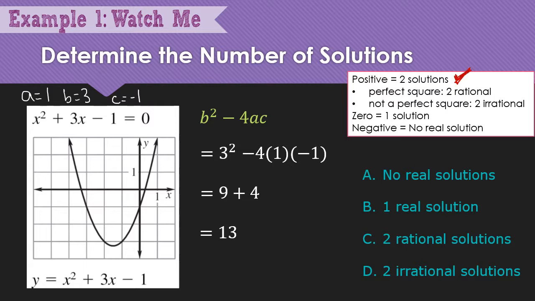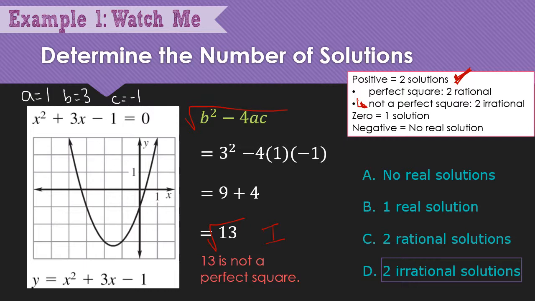And even more specifically, if I have a perfect square, and the reason we're looking at the square is, remember, this is the part under the square root. So if I were to take the square root of 13, that's going to give me an irrational number, meaning that I'm going to have two solutions, but those solutions are going to be irrational. So my answer choice here would be D, two irrational solutions.